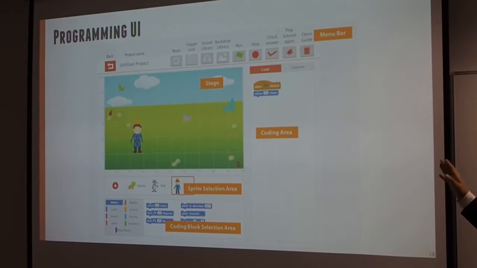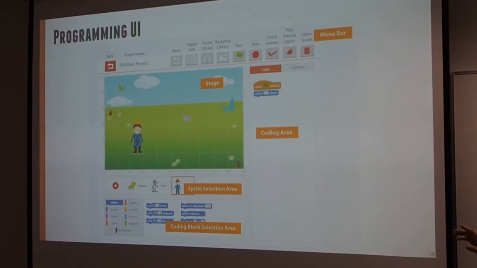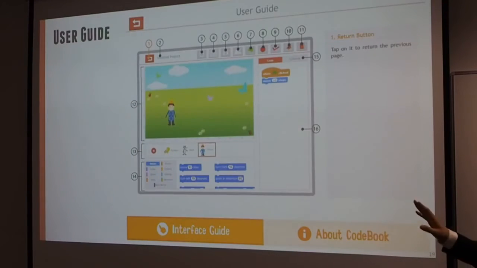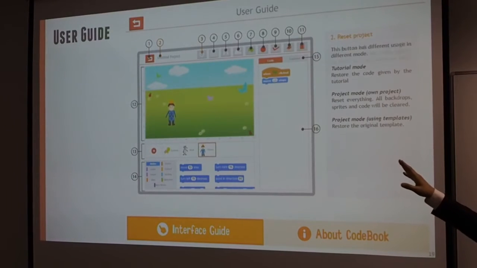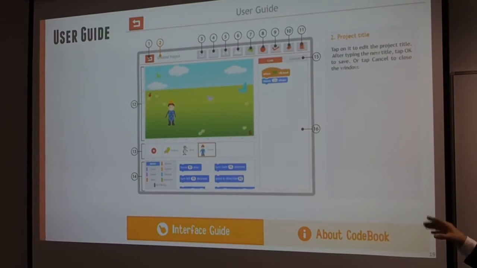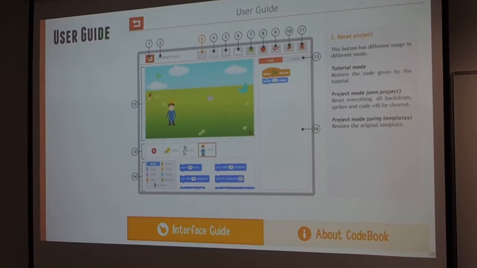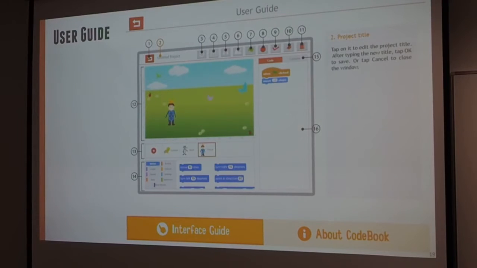And finally, the menu bar. It allows different operations in the stage and programming UI. For example, you can tap the reset button to reset to the original setting of this task. Or you can tap the open guide button at the top right corner. It will open a user guide page. When you tap different number buttons, you can get a view of the function or usage of different buttons and areas. Also, there is About CodeBook. It has content about the app's copyrights and why we did the project.